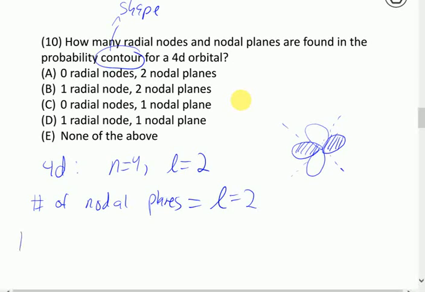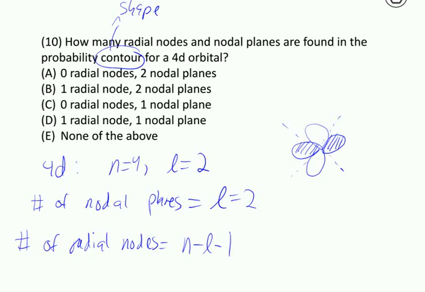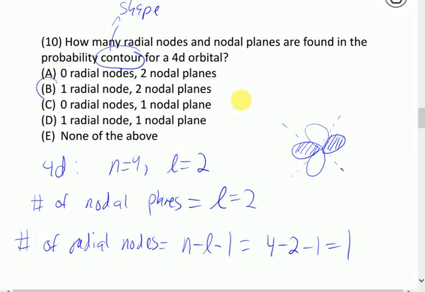The number of radial nodes is a little bit different. A little bit more complicated, but not too bad. So that's n minus L minus 1. If you know the value of n and L, you can predict the number of radial nodes that are present. Those are distances from the nucleus where the electron can exist. And so for this one, n is 4, L equals 2, 4 minus 2 minus 1 is 1. So this should have 2 nodal planes and 1 radial node, which is choice B.